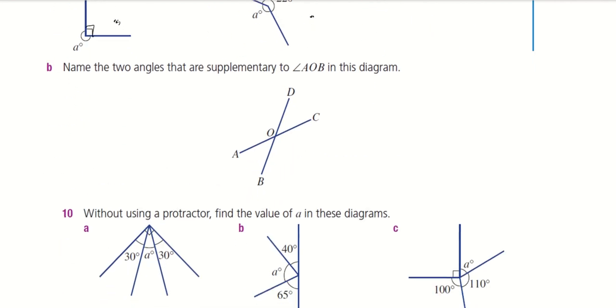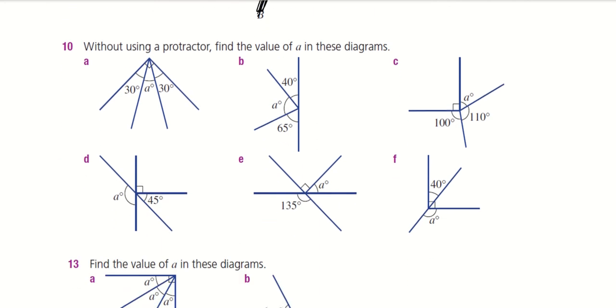So two angles that are supplementary to AOB. Well, look at it. That's a straight line. So that angle there, COB, is supplementary to that one. And then that angle here, that's a straight line. So that's DOA. That angle in there, that's also supplementary because there's a straight line there and there's a straight line there.